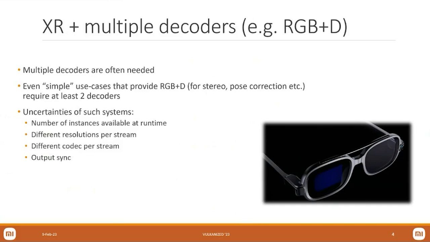Moving specifically to the example that we're going to take as a given for the sake of this presentation. As already mentioned, we have multiple decoders. Even in very, very simple use cases where you only want to see a user with the depth, you will have at least 2 decoders. And there are several uncertainties about such systems. So the number of decoding instances that are available at runtime, you might have different resolution per stream, you might have different codecs, and you also have to synchronize this output. So when we are talking about something like this on a very light device like AR glasses, similar to those shown in the screen, it's not very easy to do at all.